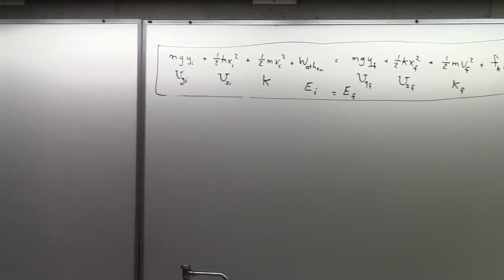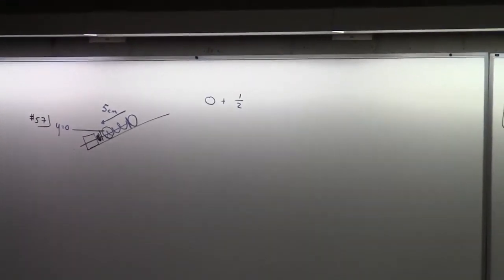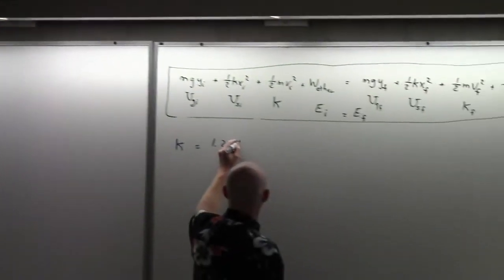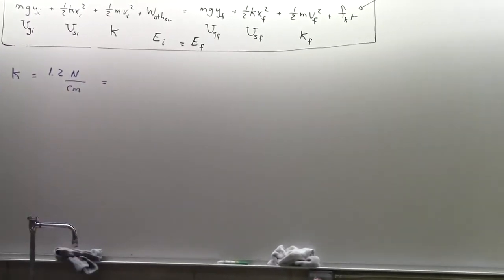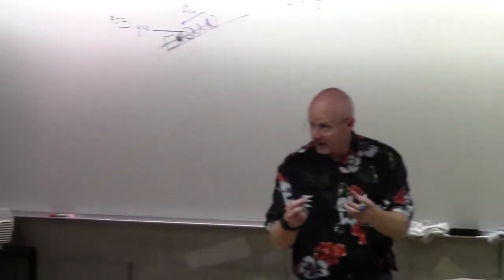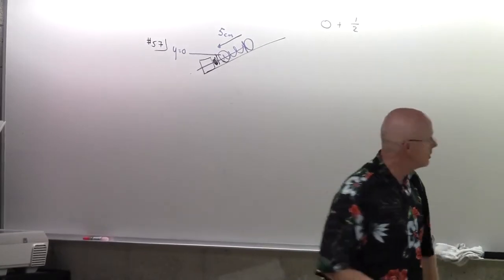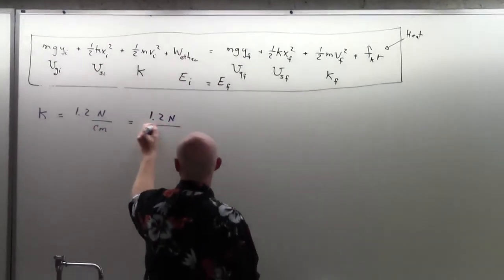Let me start with the easier one, the spring constant, before I get to the x. Didn't they say the spring constant was 1.2 newtons per centimeter? All right, so since work and energy are in units of joules and joules have meters in them, let's change our centimeters to a meter. So before I continue, let me do a little conversion.